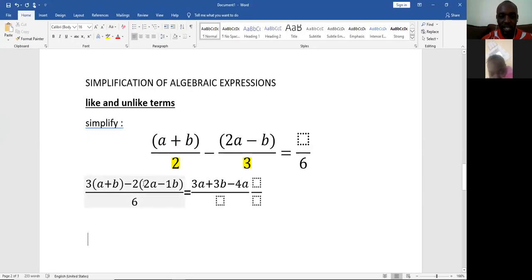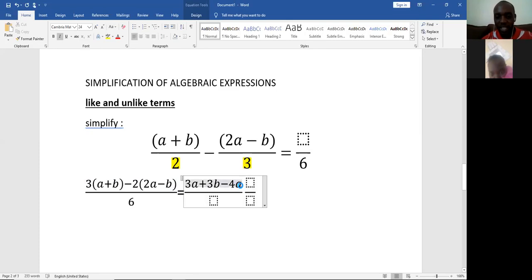So negative 2 multiplied by negative b here, I can now remove the 1. The answer is going to be positive. So negative times negative is positive. Negative 2 times negative b, the answer is 2b. Don't forget everything here is over 6.